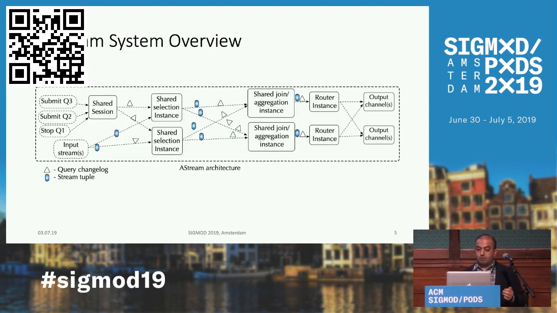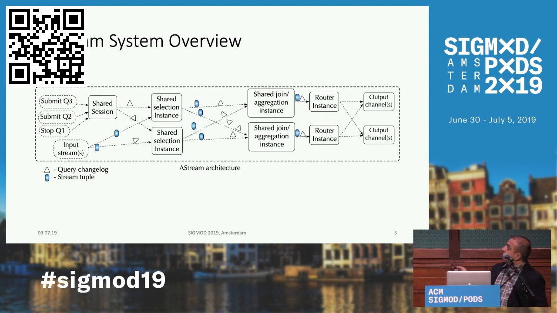So this is the overall architecture of our solution. So basically, first, we have a shared session component which listens to user requests. And user requests are query stop or query create request. And it periodically generates a change log, the triangle in the figure. This change log then is propagated throughout the whole streaming topology.